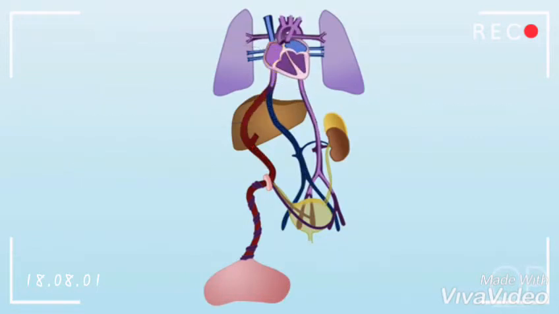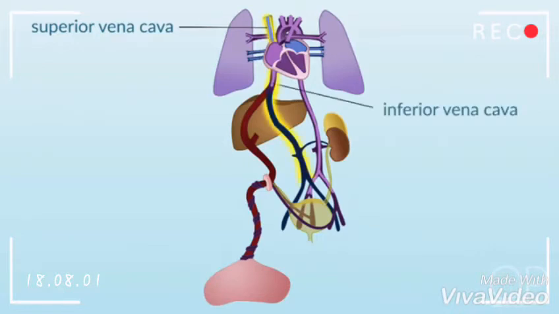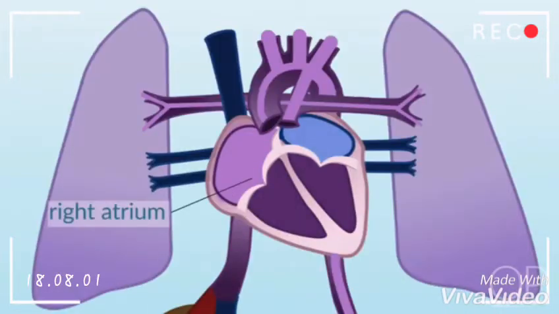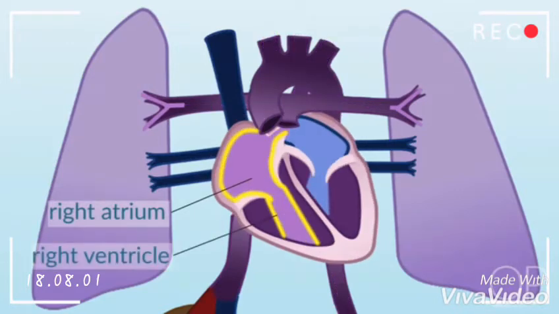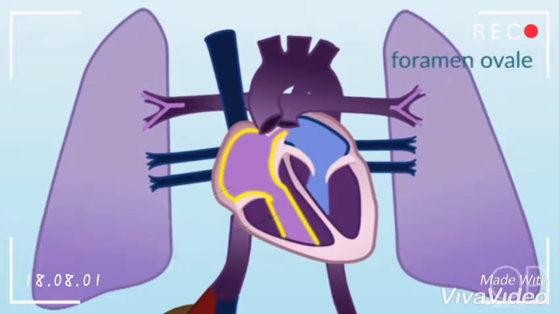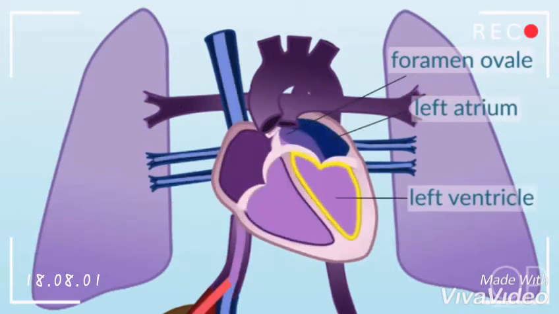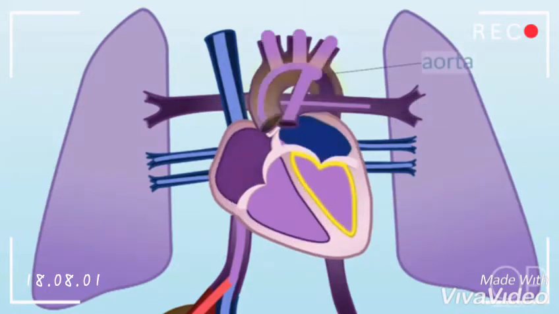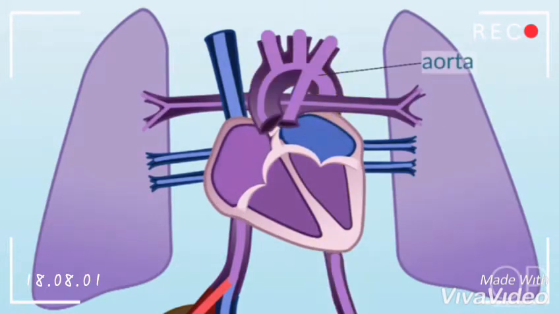This blood mixes with blood returning to the heart from the upper body by the superior vena cava and from the lower body via the inferior vena cava. Once in the right atrium, some of the blood flows to the right ventricle and some of the blood flows through the foramen ovale to the left atrium and into the left ventricle, where it is then pumped out into the aorta to the body.